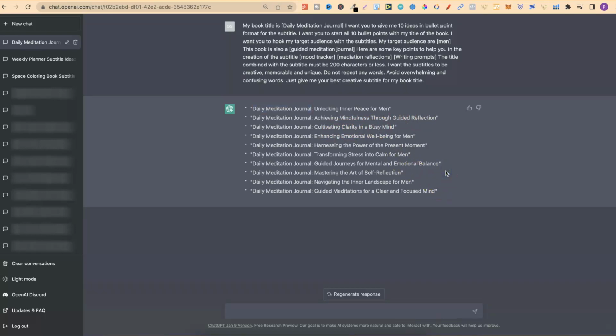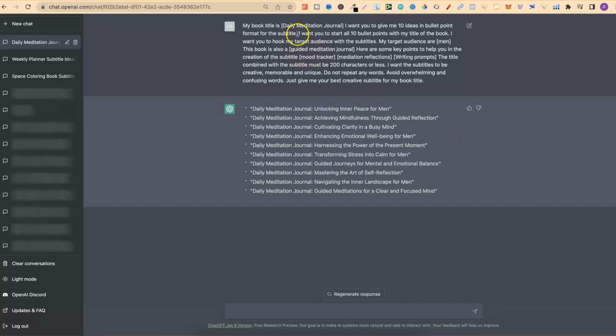Now, one thing that you do want to do as well, if you come up with an idea that you like in this, then just take it over to Amazon to make sure that there's not really any other books like that. And if you're a little bit wary, you can also do a trademark check.